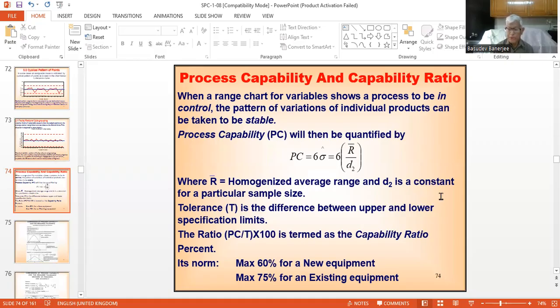You cannot talk of capability of a madman. He will be very nice to you for some time. Next moment, he will hit you. Therefore, first you must bring stability. How to bring stability? Through Jishu Hozen, which we shall talk about tomorrow. Okay?